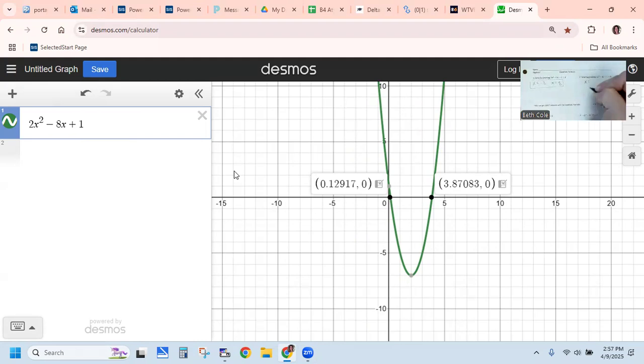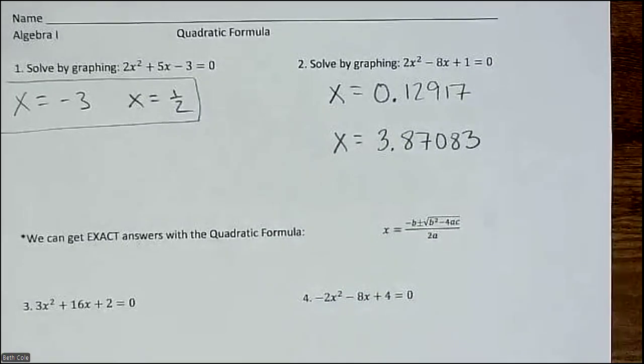All right, so look at these ones. And I'm going to write them. I can't have my paper and the calculator up there at the same time. But the first one is 0.12917. And the second one is 3.87083. You kind of can see that here it is written on my paper. What are those as fractions? Is the correct response. You can't turn them into fractions.